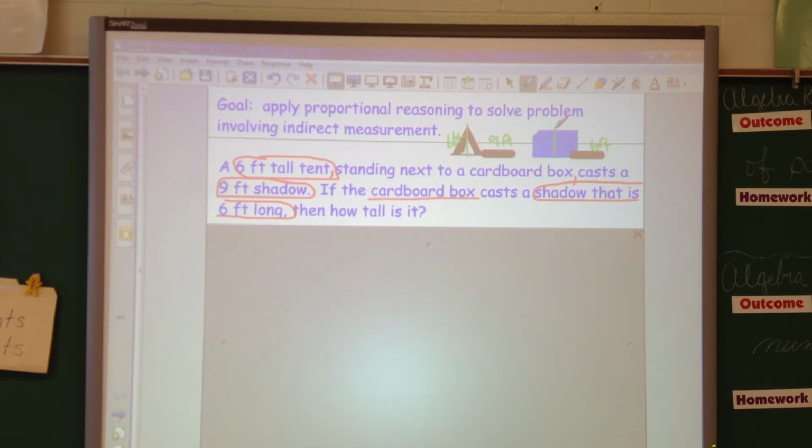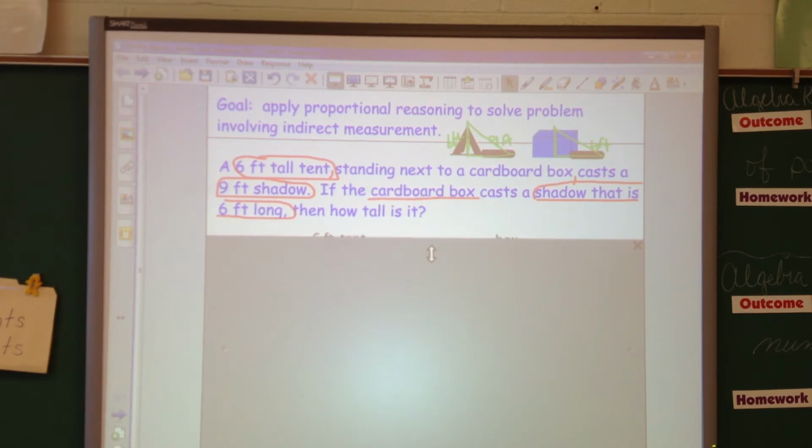And this kind of goes back to yesterday's lesson. I have made a triangle between the shadow and the height of the box, and with this object and its shadow, if I connect them, I've made another triangle. So I have two shapes, same shape, just different lengths. So it's a similar shape. So I'm going to use a proportion to solve this problem.